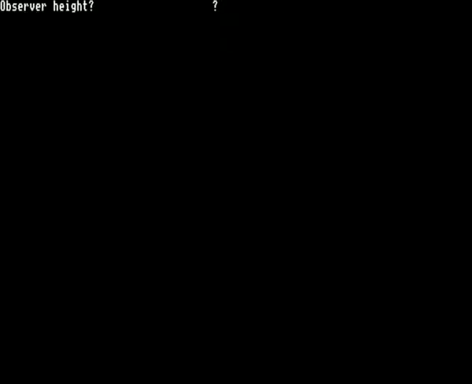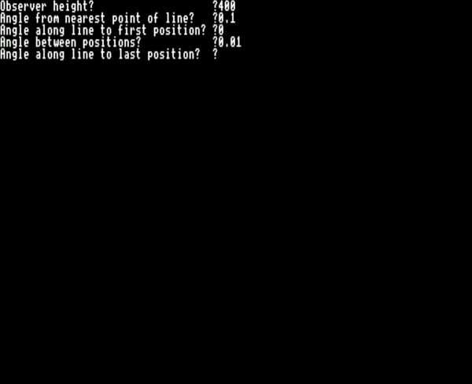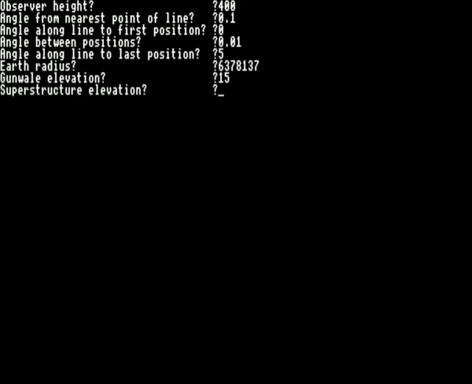Start again. Move the observer up. It was at 160 meters. Let's move him up to 400 meters. Put in the same things. What the heck did I put in? What did I put in? This is embarrassing. Should have written it down. 15, 40 and 80?